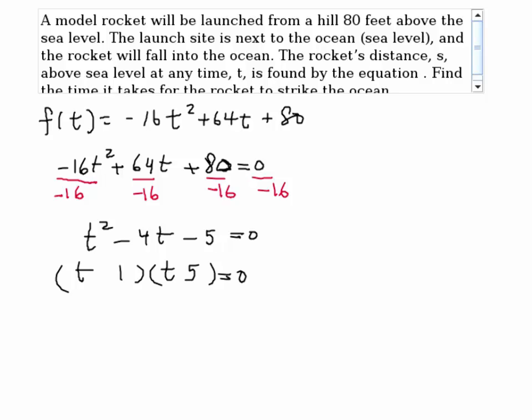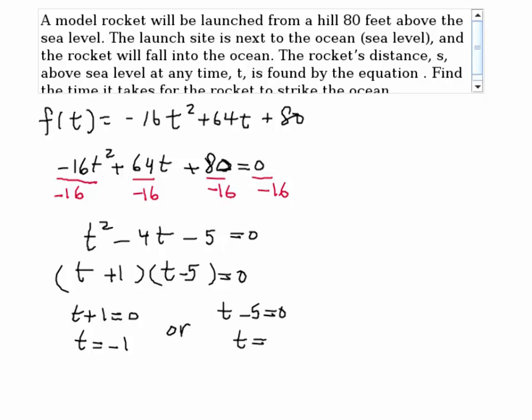So this would be t, and 1 and 5 would work. We want to get minus 4, so it would be minus 5 plus 1. You notice that plus 1 times minus 5 is equal to minus 5. Everything is there. So t, the time we're looking for: t plus 1 is equal to 0, so t is equal to minus 1 second. That doesn't make sense, so we're not going to take that answer.